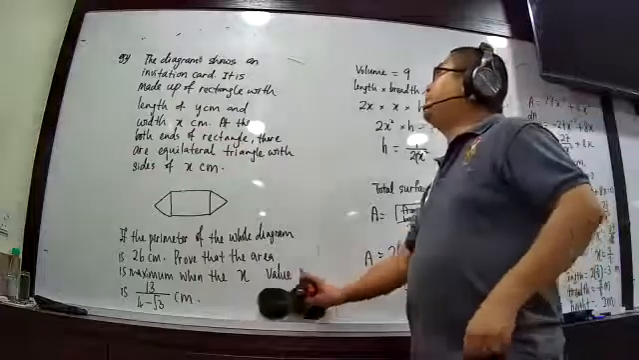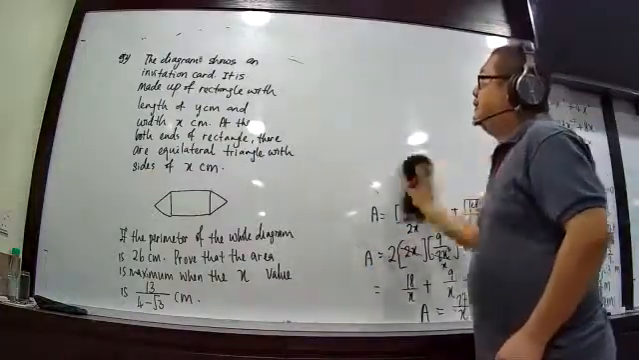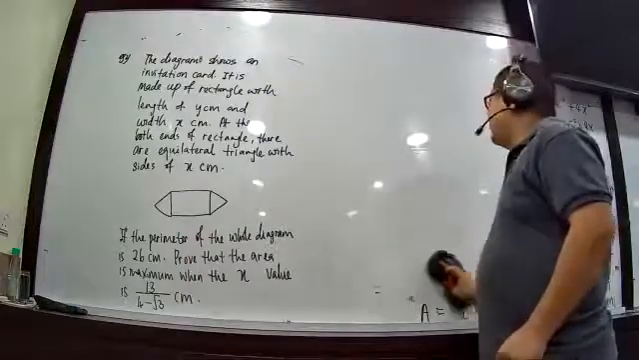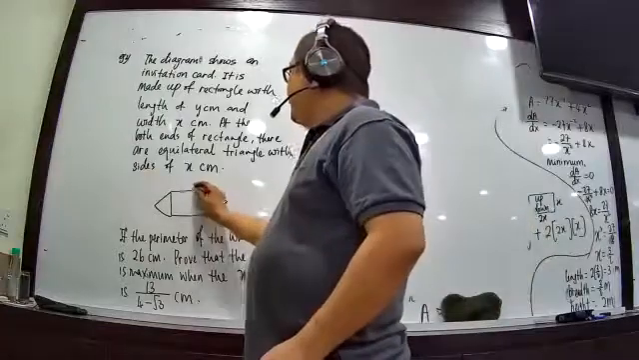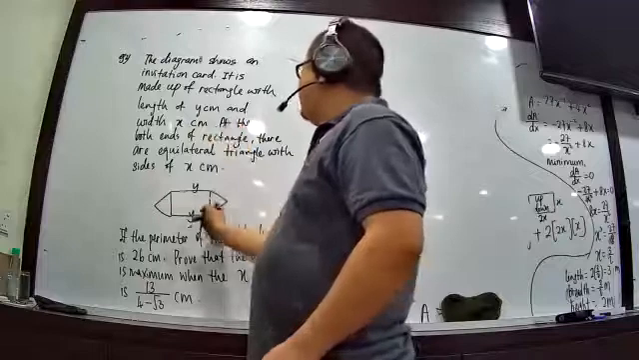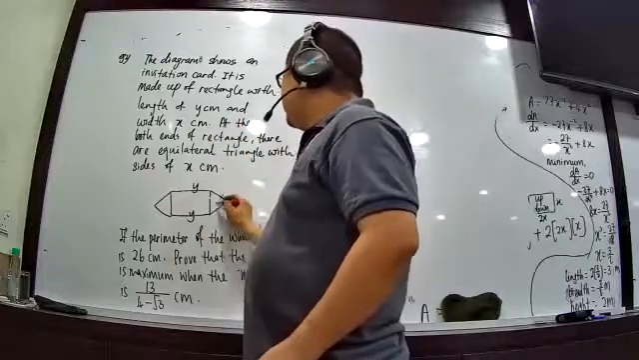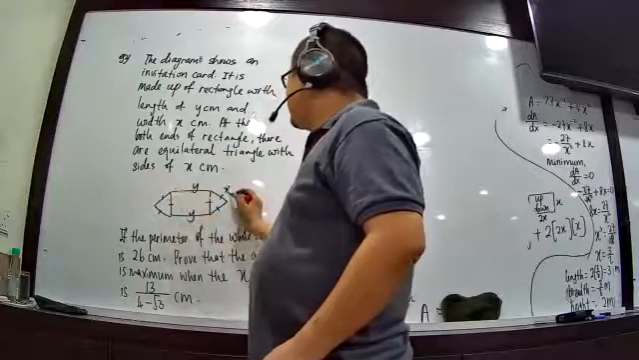Okay, right, come. The diagram shows an invitation card. It is made out of a rectangle with the length of y cm. So this one is a rectangle with the length y cm. And then at both ends there are equilateral triangles, with the length of the side x.